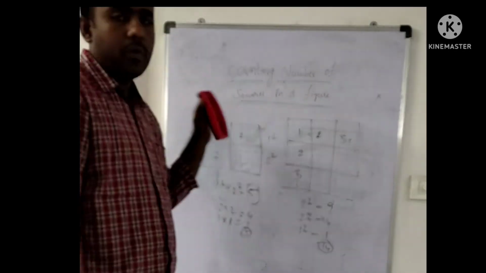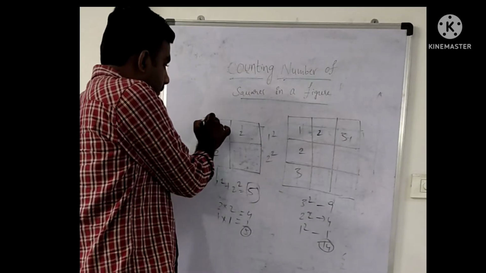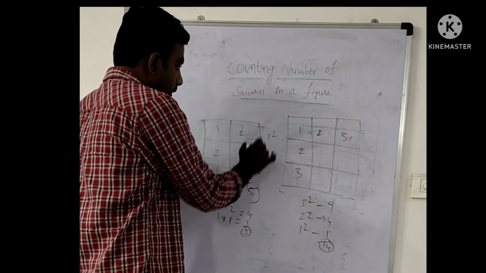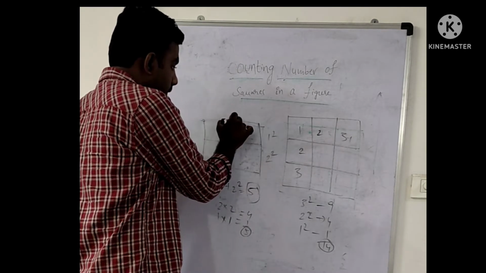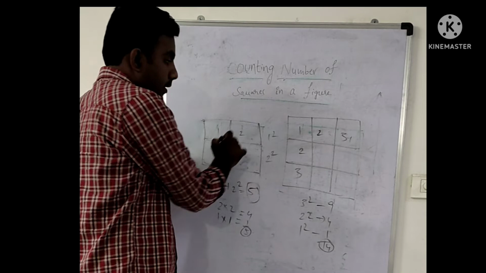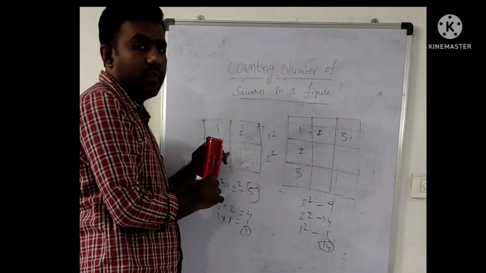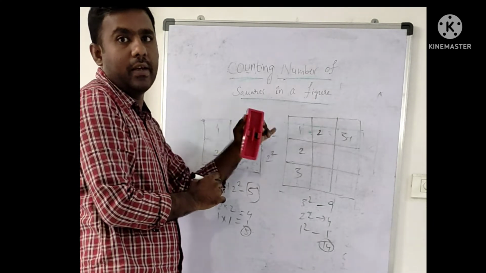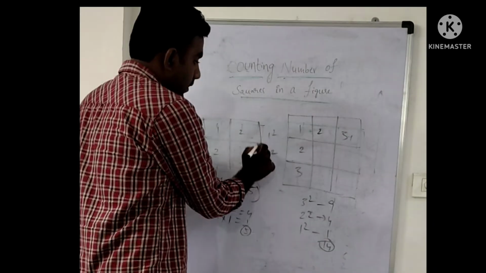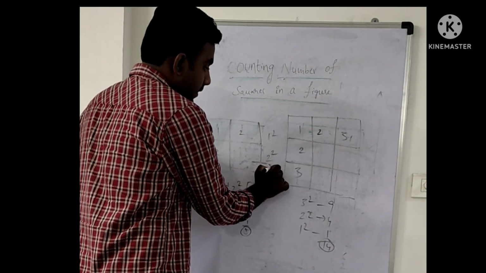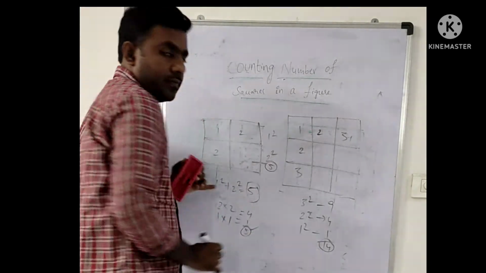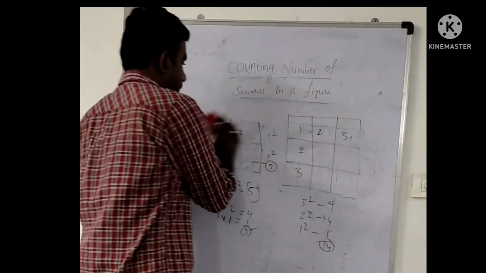Otherwise, we have one more trick. Here we have one square in which one plus symbol is there. Such a pattern will come in any figure. You can easily find out that the number of squares is 5. Okay.